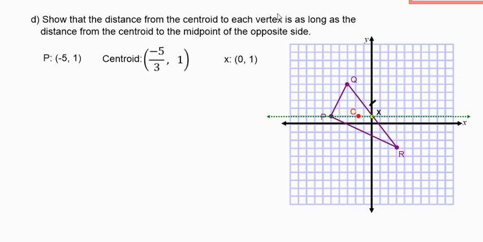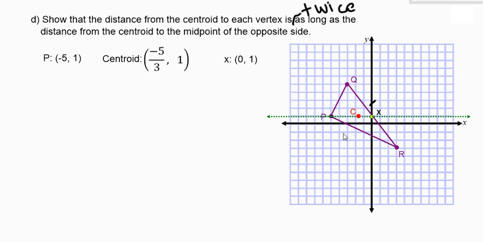Good. Okay, I just checked. I am missing a word, a very important word. It should be "show that the distance from the centroid to each vertex is twice as long as the distance from the centroid to the midpoint of the opposite side."